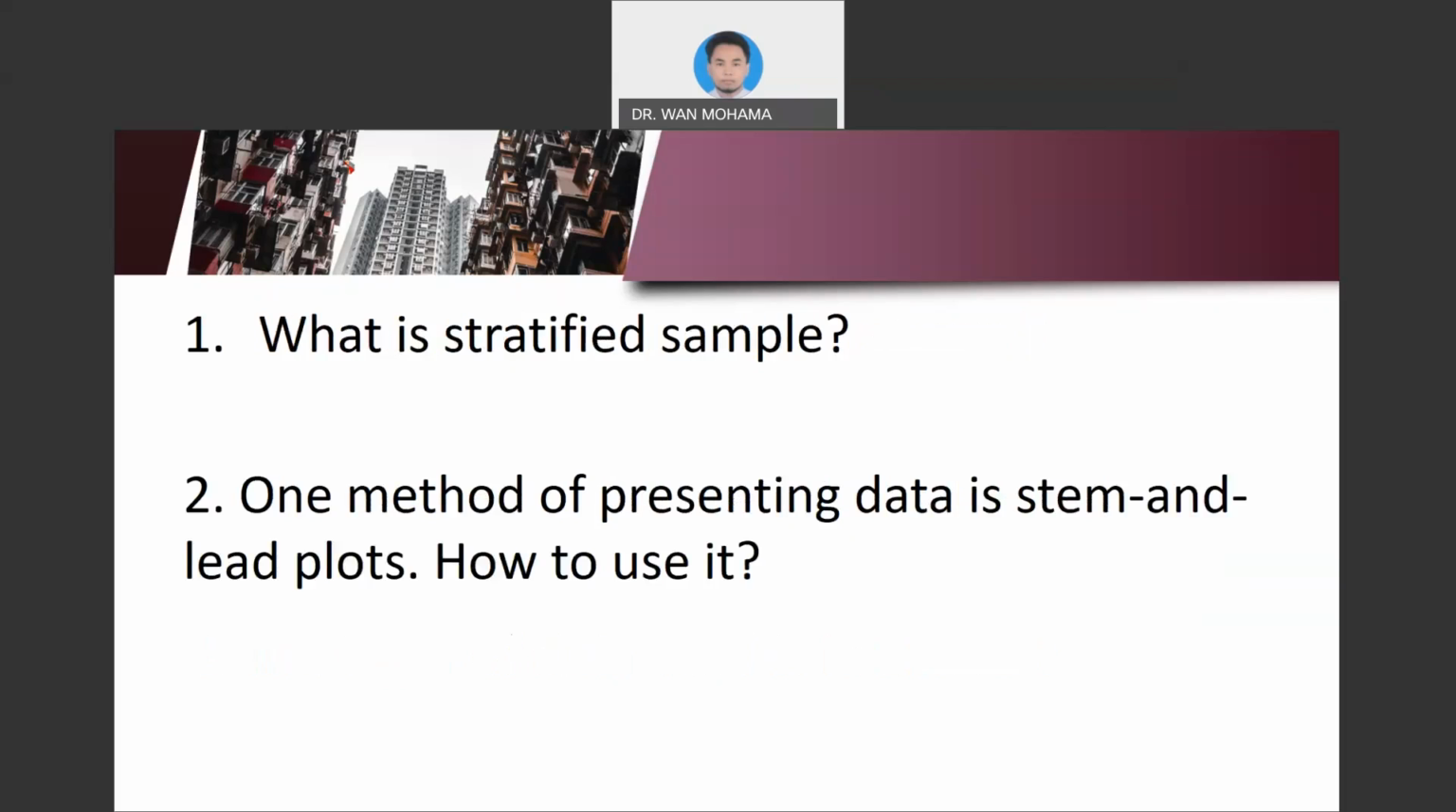What is stratified sampling? I think this belongs to another chapter, not the introduction to statistics, but never mind, I will explain to you. Stratified sampling is one of the probability sampling methods. When it is called probability sampling, of course, it's suitable for parametric methods like regression analysis, ANOVA test, structural equation modeling, and so on.